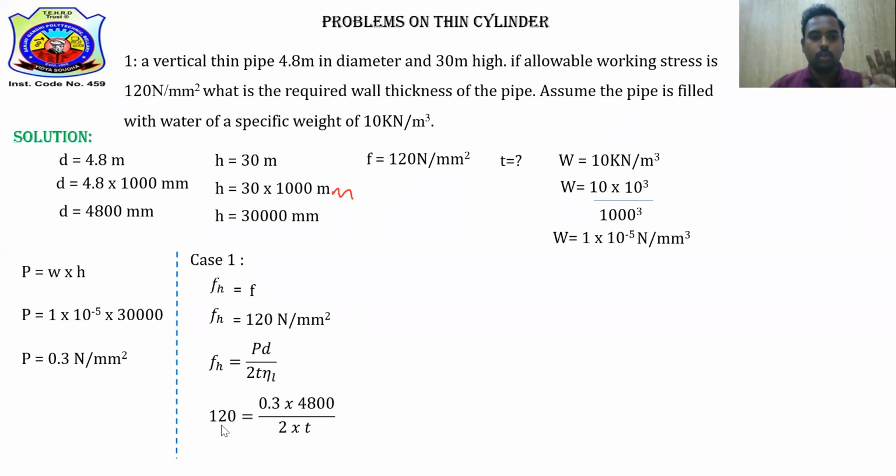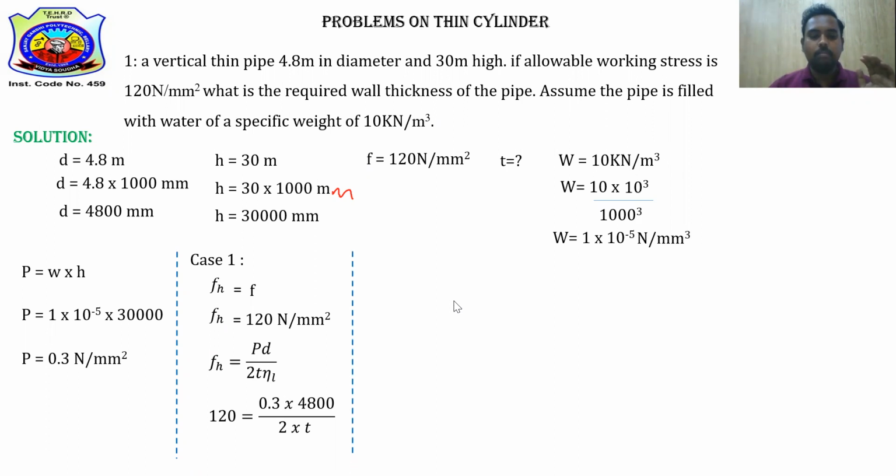So F equals 120, P is 0.3, D is 4800, 2 as it is, into thickness as it is. In place of eta L, it is not given. If it is not given, just don't put a value for that. Just omit that eta L. Only if he has given the efficiency are you supposed to use this term. If not, just leave that term.